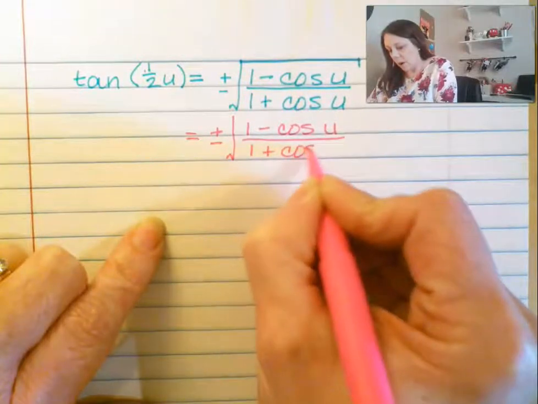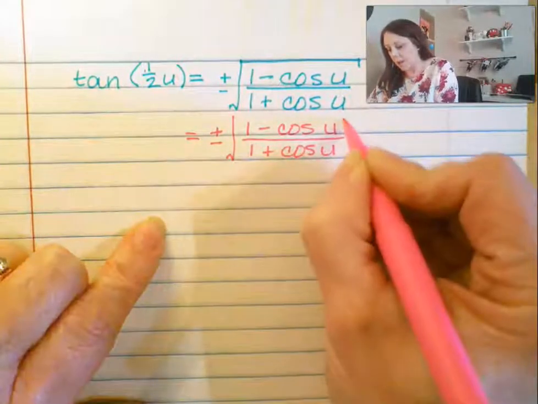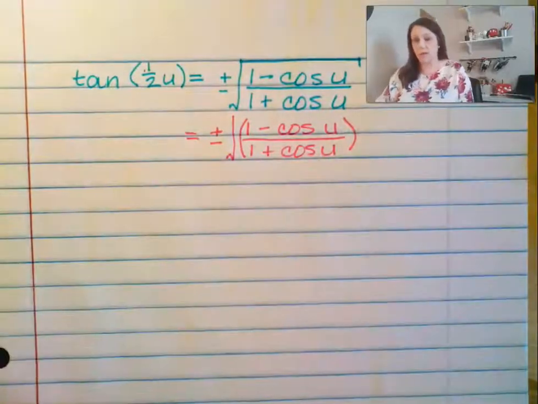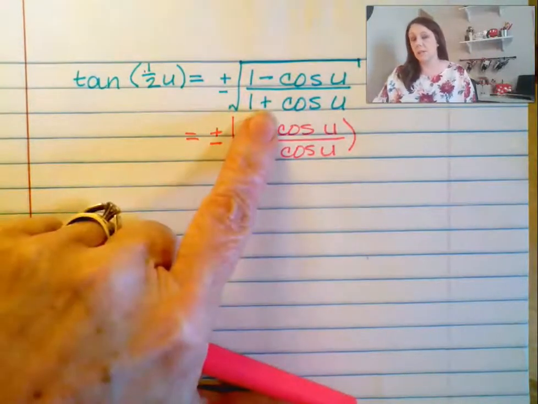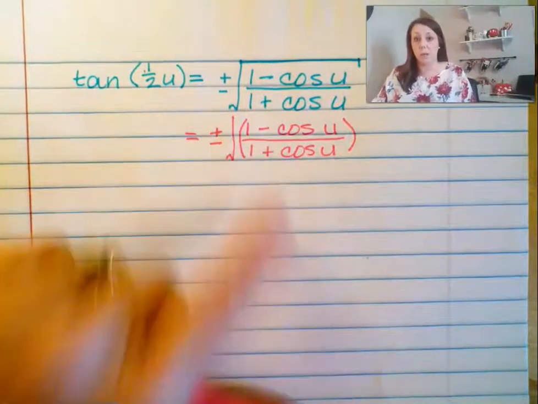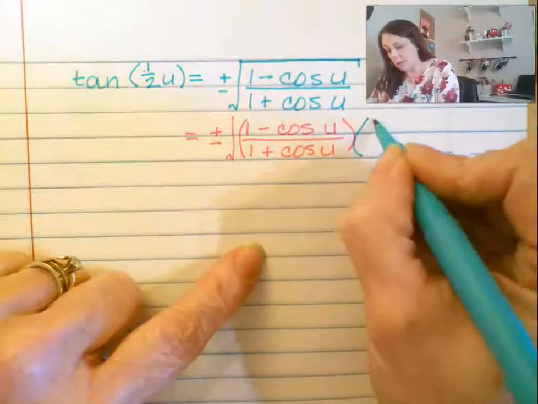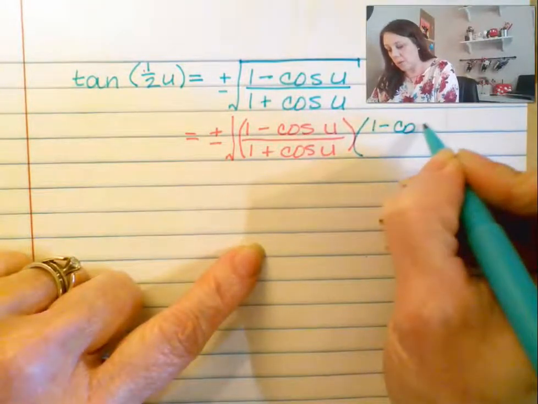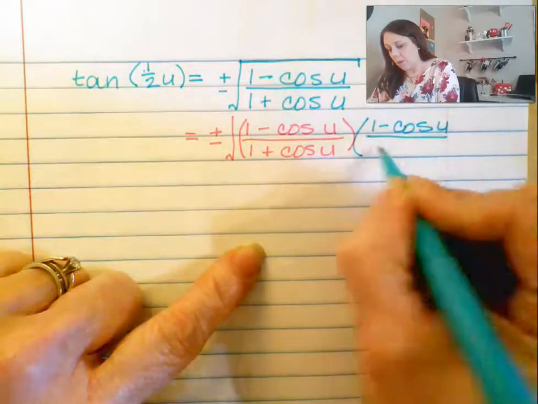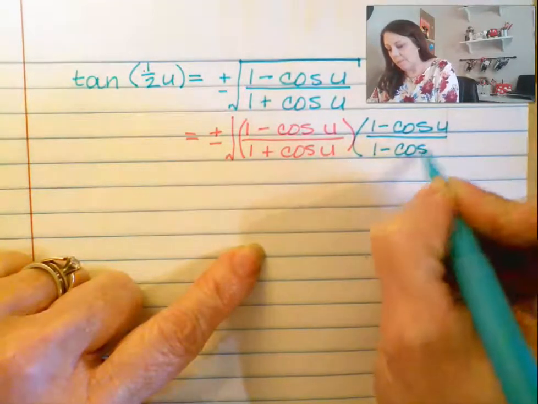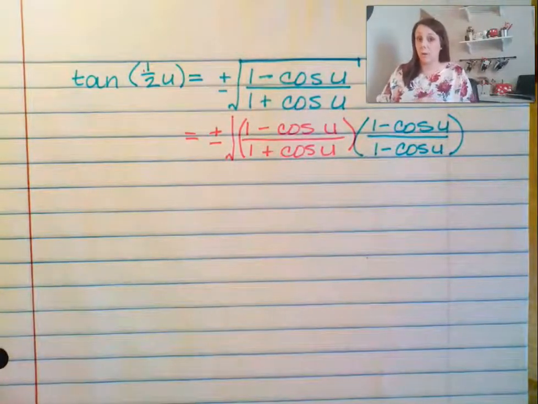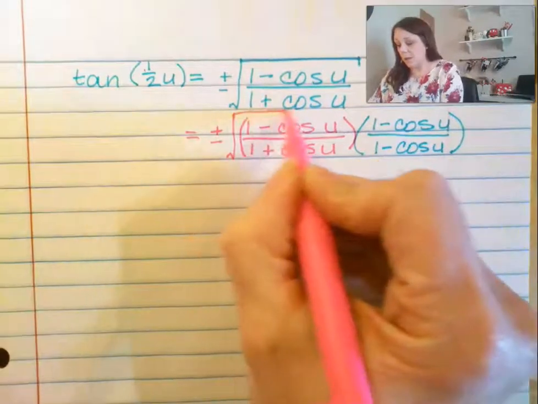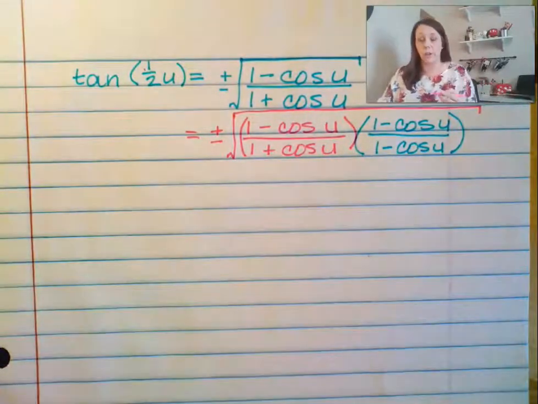So we'll start by just copying down what we have. I want to multiply that quantity, that fraction that we have inside the square root, I want to multiply both the numerator and the denominator by the conjugate of the denominator. So in this case, the conjugate of 1 plus cosine u would be 1 minus cosine u, which means here I want to multiply by 1 minus cosine u in both the numerator and the denominator. Keep in mind that that's still happening inside our square root, and ultimately all we've done is multiplied by 1, so we haven't changed the value at all.